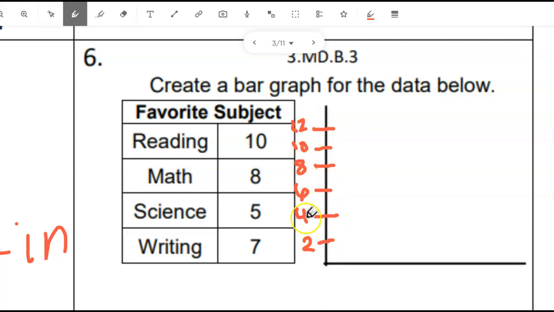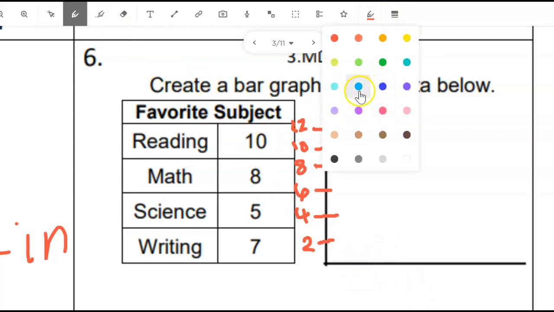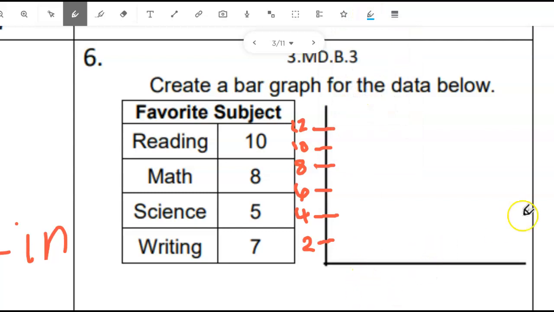Now that we have written the scale on the y-axis, that's what we call this line right here. We call that the y-axis. We're going to write the items, the favorite subjects, on the x-axis. That's down here below. Point to the x-axis. Now down here, I'm going to write my topics. First color I want you to grab is a blue. And we'll write down reading, just an R.